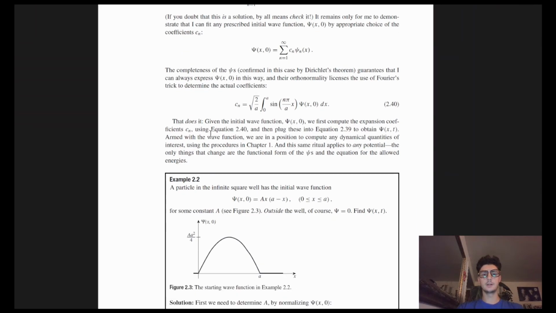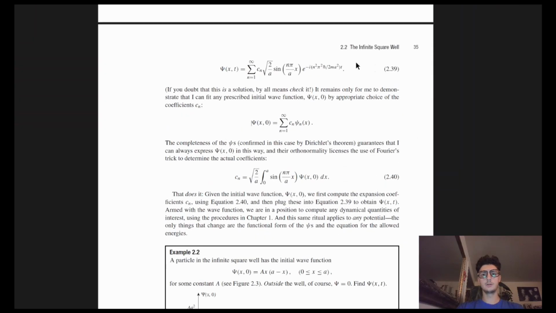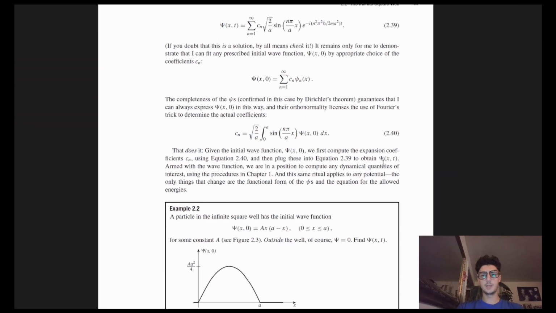Given the initial wave function psi of x at t equals 0, we first compute the expansion coefficients Cn using equation 2.40 here, and then we plug these into equation 2.39 right here to obtain the full wave function. Armed with the wave function, we are in a position to compute any dynamical quantities of interest using the procedures in chapter 1.